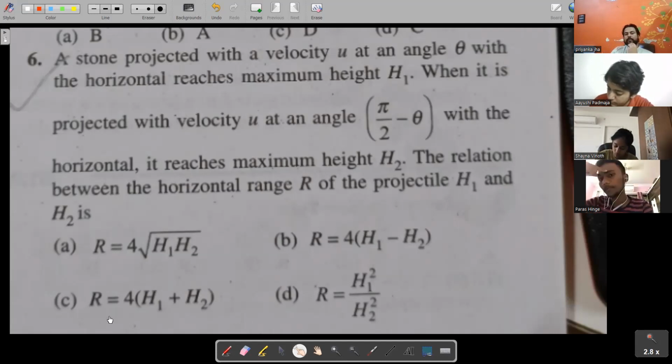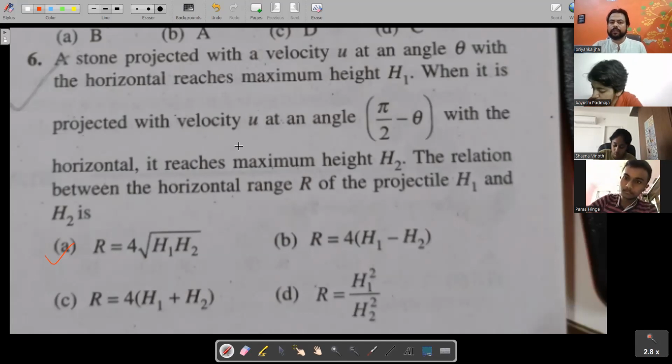Sir, option A. Which one, Faraz? Option A. Right, this is the correct option. You can also remember this observation. This is a good observation.